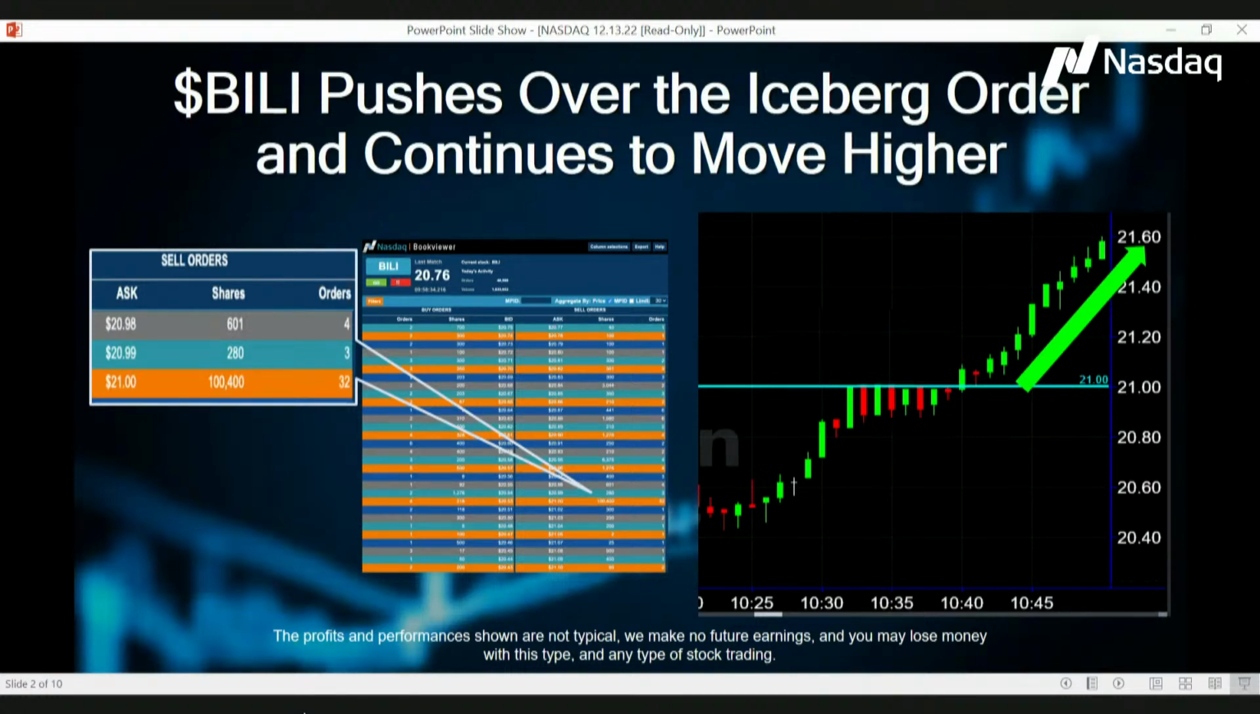And then you can see right here where it pushes over that iceberg order, and it continues to move higher, and that's exactly what you're looking for. Exactly, and what's nice about this is that bar chart is a minute chart, so it consistently was hitting it and hitting it and hitting it.